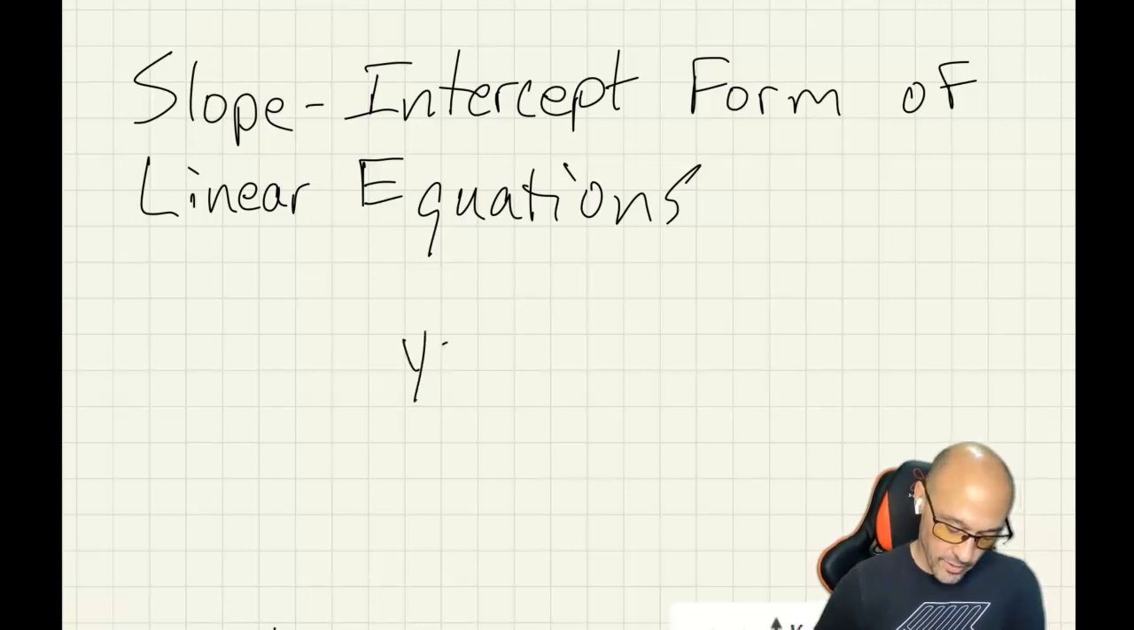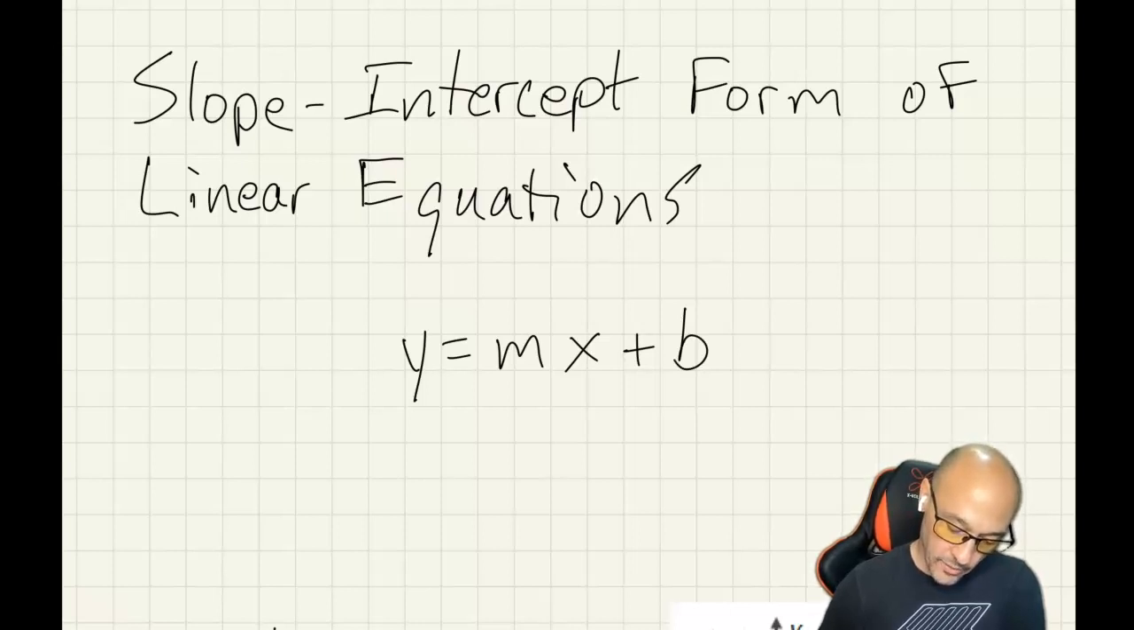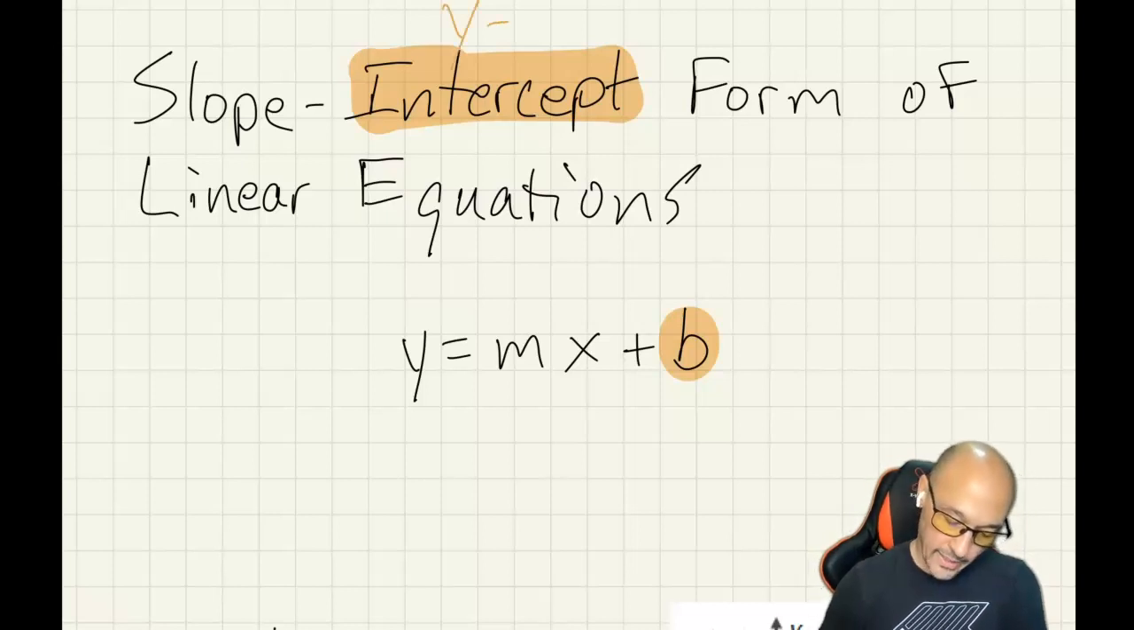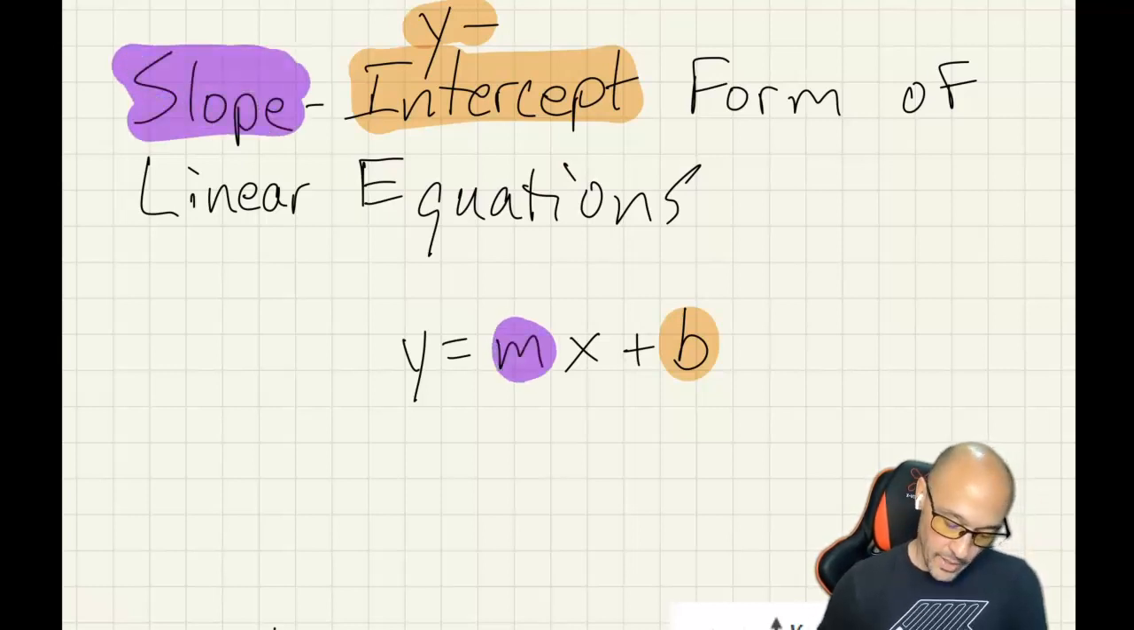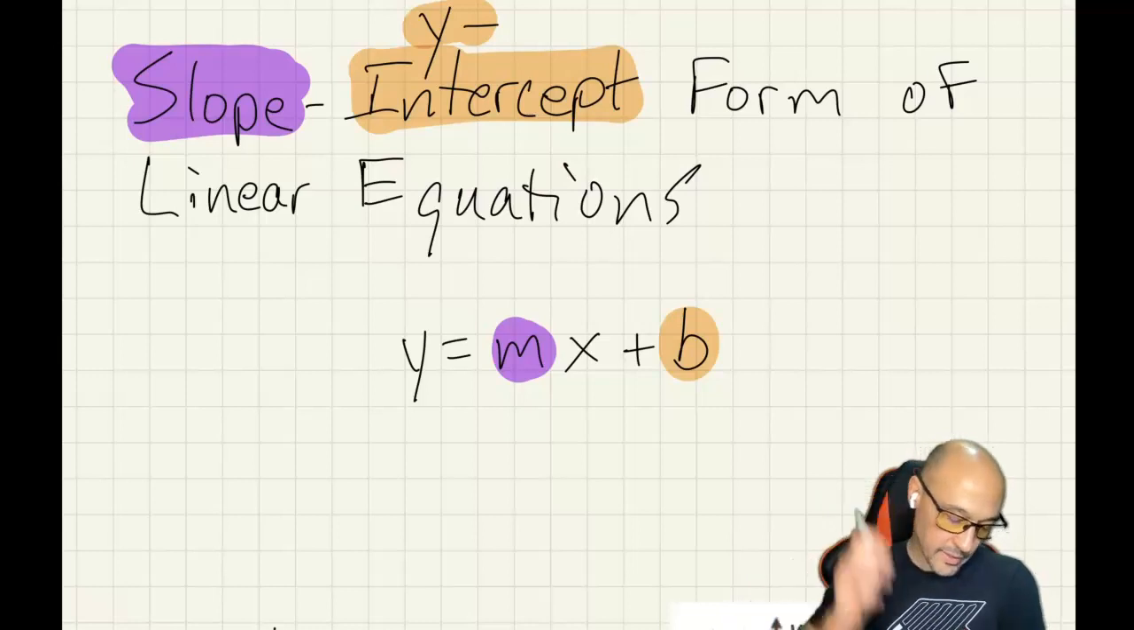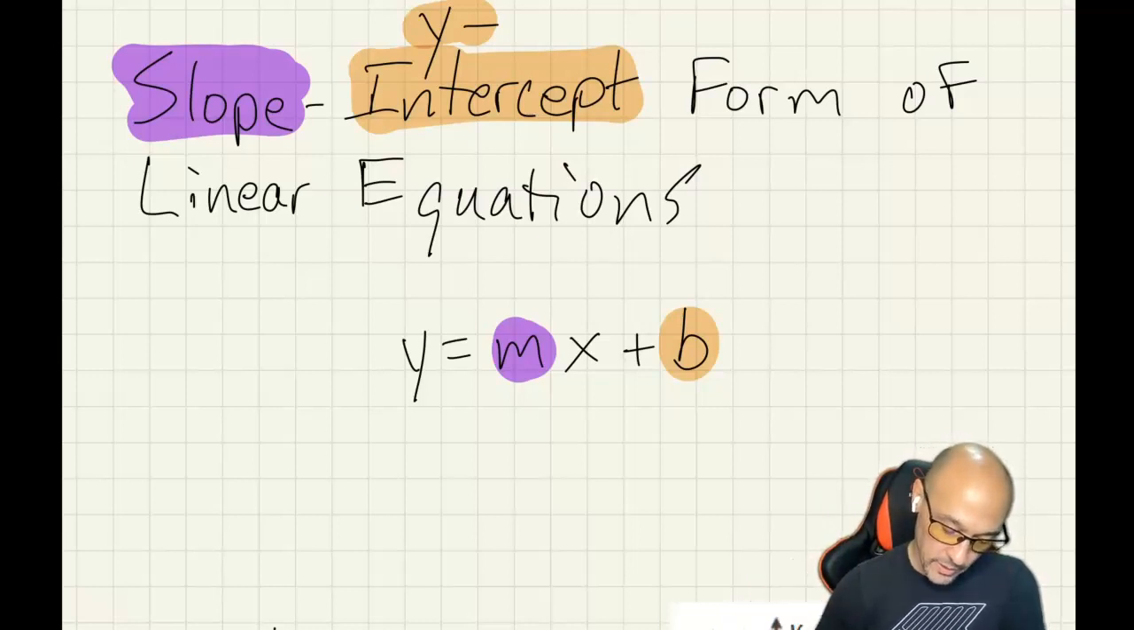And just as a reminder, that is y equals mx plus b, where our b value is the intercept, and just as a reminder, that is the y-intercept. And the m is the slope. And so that's why we call it the slope-intercept form of the equations.